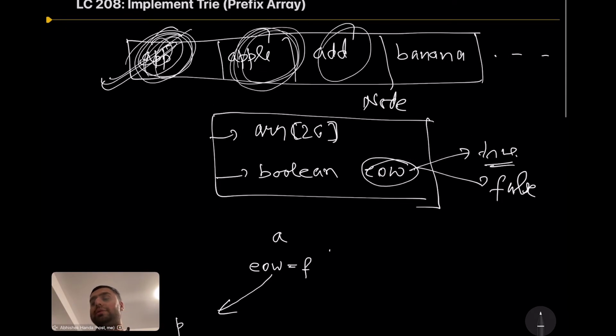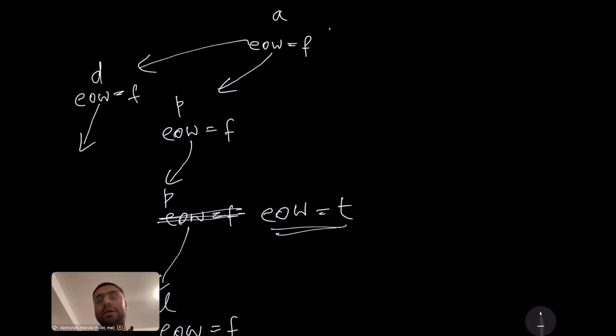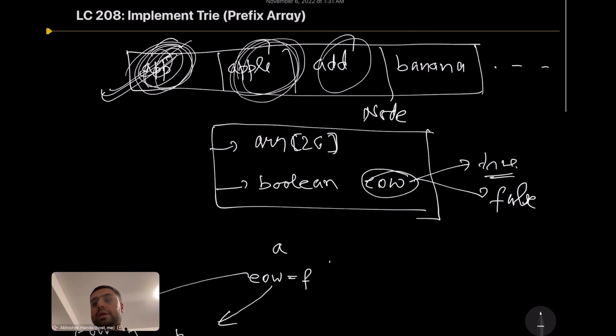Then we have add. So what we are going to do is d will be somewhere here. Okay, d, then end of word is false, and then again d, for which end of word is going to be true. So this is the kind of add word in the trie data structure.